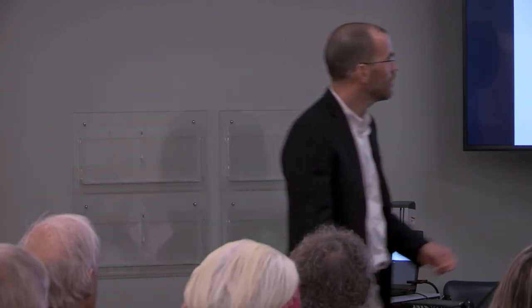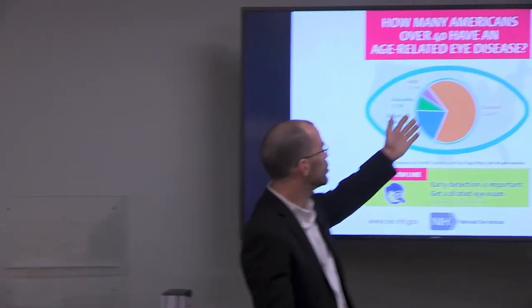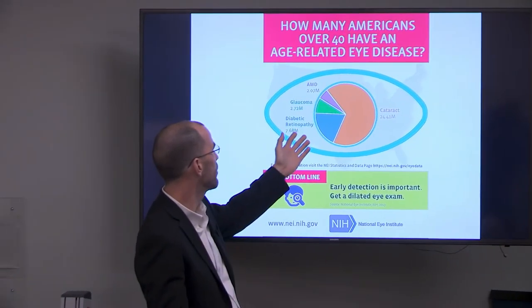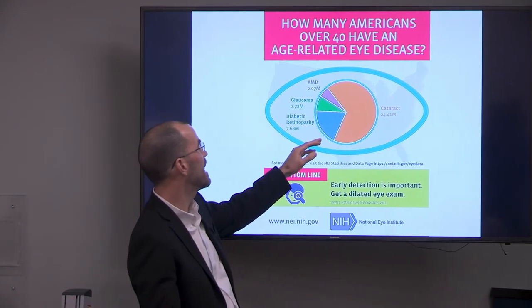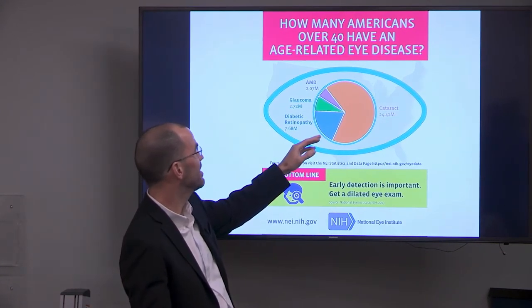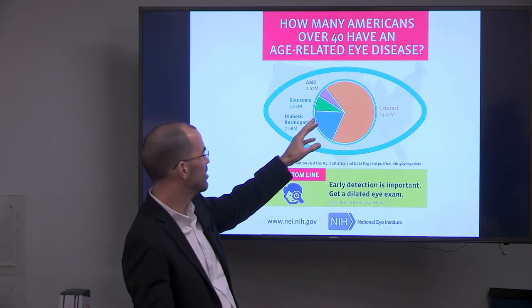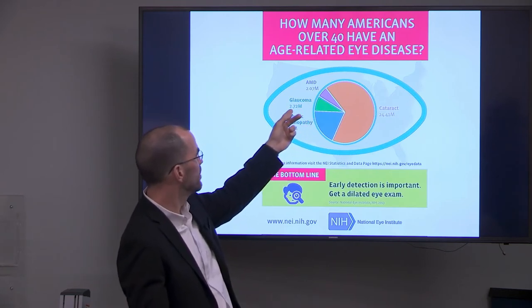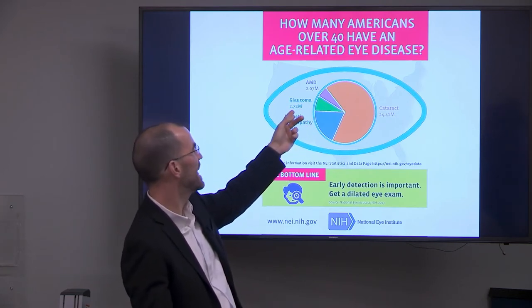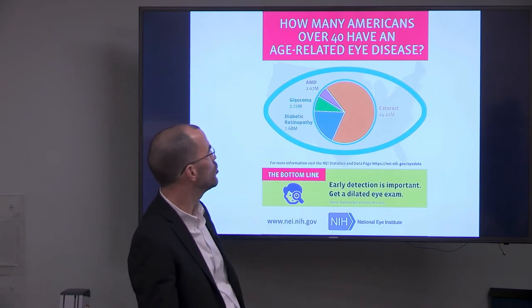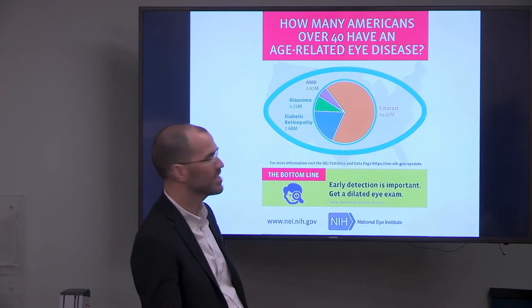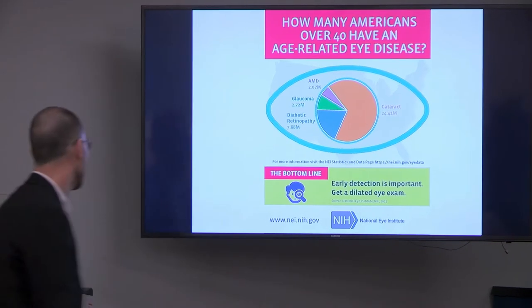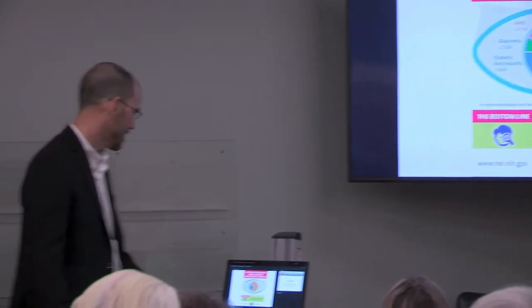You can see following cataract, a good chunk of the population has diabetic retinopathy, something like 7 to 8 million with some degree of diabetic retinopathy, diabetic eye disease. And then comparatively less, but still a lot of folks, close to 3 million diagnosed with glaucoma, and around 2 million with age-related macular degeneration. Again, these numbers just in the US alone, that's a whole lot of people with these conditions.